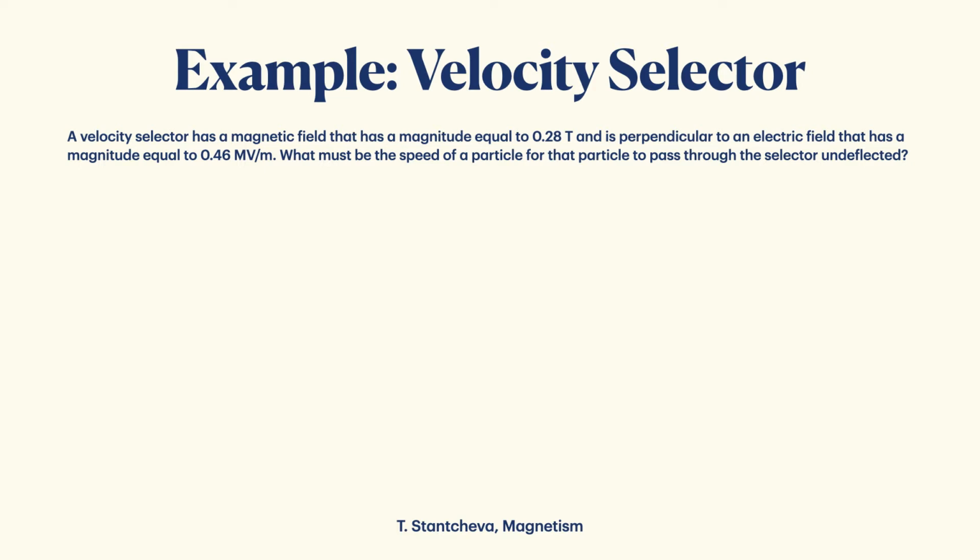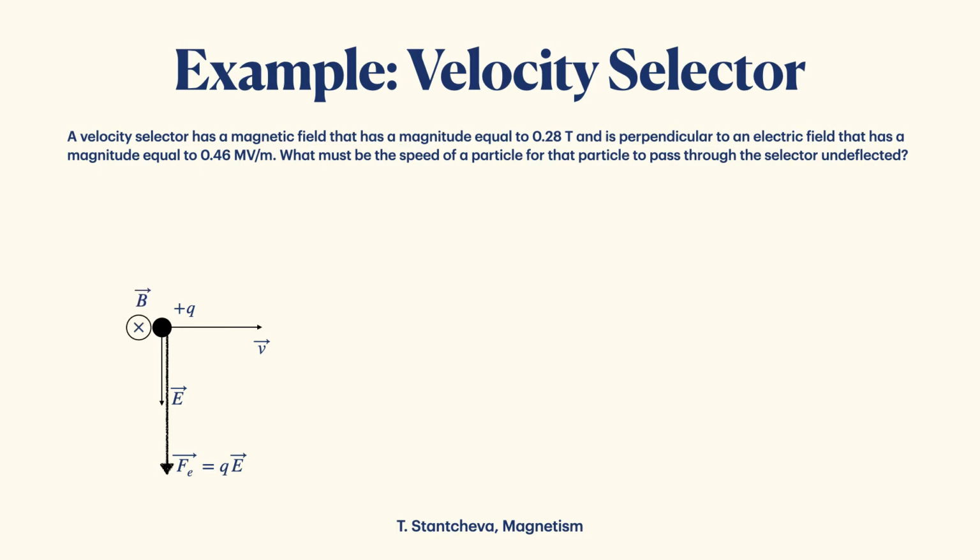The question is, what must be the speed of a particle that is going through the velocity selector for that particle to pass through the selector undeflected? So let's see what's really happening inside this velocity selector. Here's our particle. Let's consider a positive particle moving with velocity v to the right, and let's assume that the electric field points downwards. From electricity, we know that the electric force then will be Q times E, and for a positive particle, the electric force will be the same direction as the electric field.